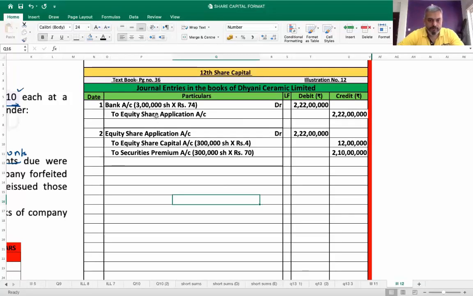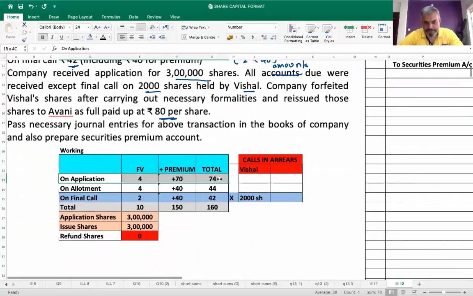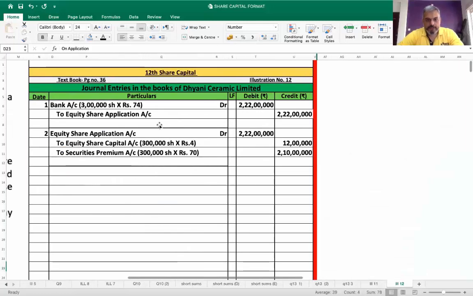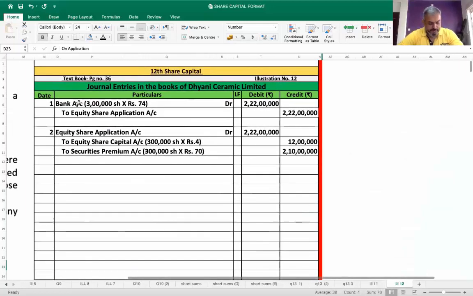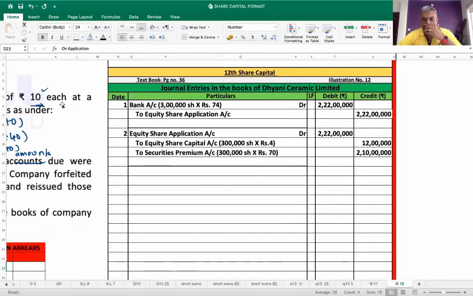Okay, so always you remember that whenever premium is there at the time of application, when you receive the money, you don't write securities premium, okay, because your capital is not decided, just application is what you are receiving. But when you transfer application to capital, at that time we record securities premium along with capital. So these two will always come together.